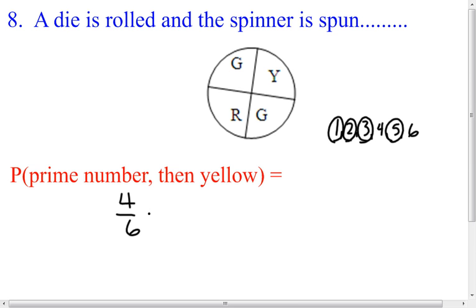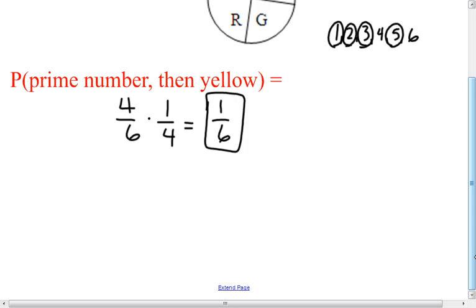And then if I spin this spinner and get a yellow, it's supposed to be equal. It might not look quite equal, but it is supposed to be equal. 1/4 of that circle is yellow. And so when you multiply that out, you should get 1/6. You have a 1 in 6 shot of rolling a die and getting a prime number and then spinning the spinner and getting a yellow. And both of those things have to happen. When it's and, you multiply.